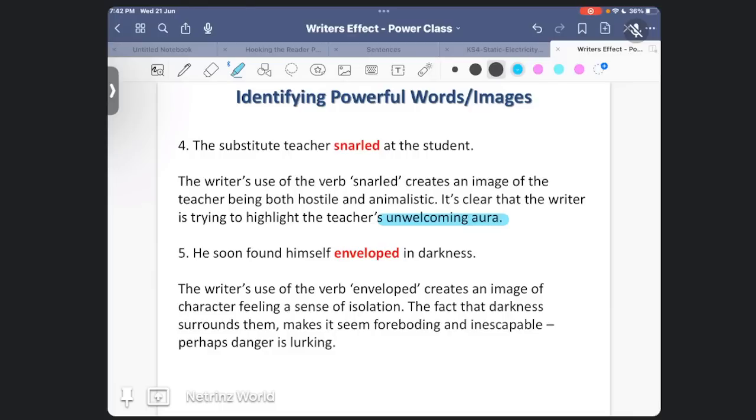So if you guys can add in whatever you wrote to this particular sentence, that would enhance the effect that you are trying to create with whatever you are writing. Okay.